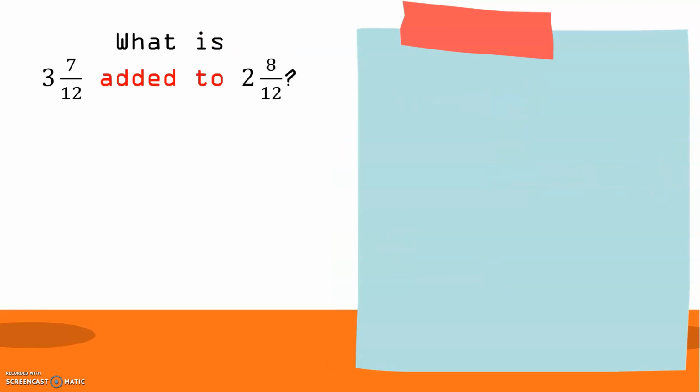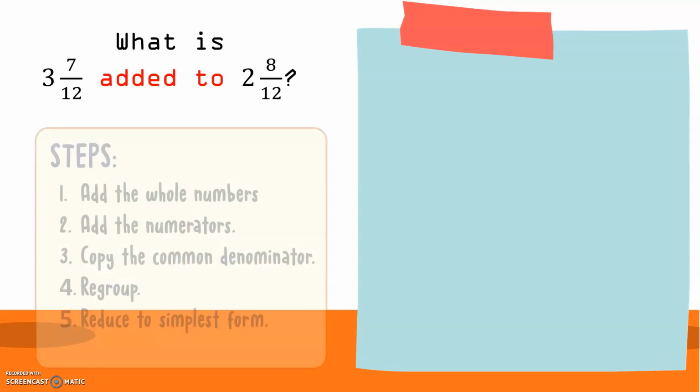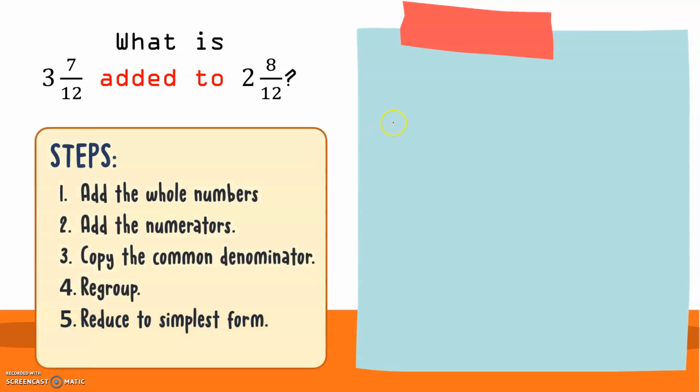Now let's have another example. What is 3 and 7/12 added to 2 and 8/12? Again, for us to do this, we will follow these steps. Okay, 3 and 7/12 plus 2 and 8/12. 3 plus 2 is 5. 7 plus 8 is 15. Then we copy the common denominator, which is 12.